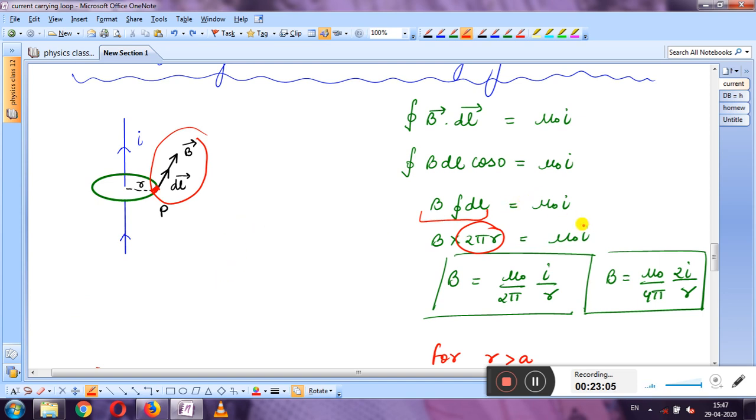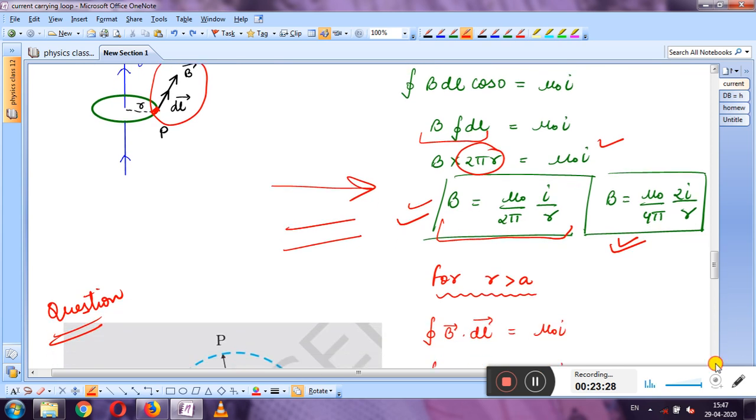It is equal to mu naught I. From here, if you want to find out magnetic field, then magnetic field will be mu naught upon 2 pi, I upon R. This is the formula of magnetic field due to a straight current carrying conductor at a point P, which is at a distance R away from it. You can also write in this form, by multiplying 2 in numerator and denominator.